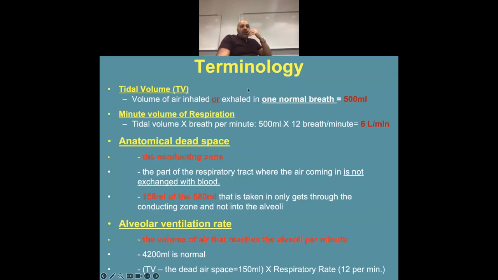Tidal volume is how much we're breathing regularly. Typically we say it's about 500 mLs. Minute volume of respiration is how much we're breathing in and out of our mouth, essentially. If we're saying 500 is a normal breath, and this person has 12 breaths per minute, we just multiply the two. It should be 6,000 mLs or 6 liters.